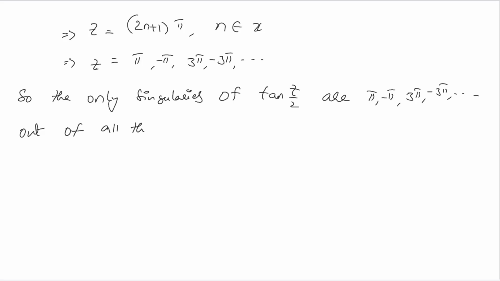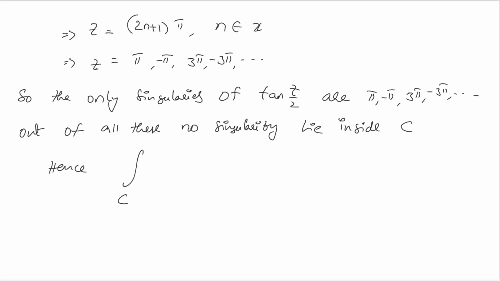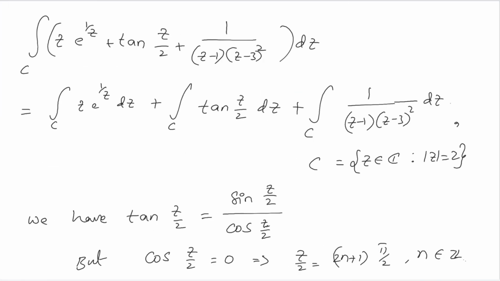Out of all these, no singularity lies inside C, and hence we have the integration over C of tan z divided by 2 dz equal to 0. In fact, what do these two lines state? That tan z divided by 2 is analytic inside C. Since it does not have any singularities, we can say it is analytic inside C, and hence it has the integration value 0. So now, by just looking at these two integrations, we can easily see the solution.